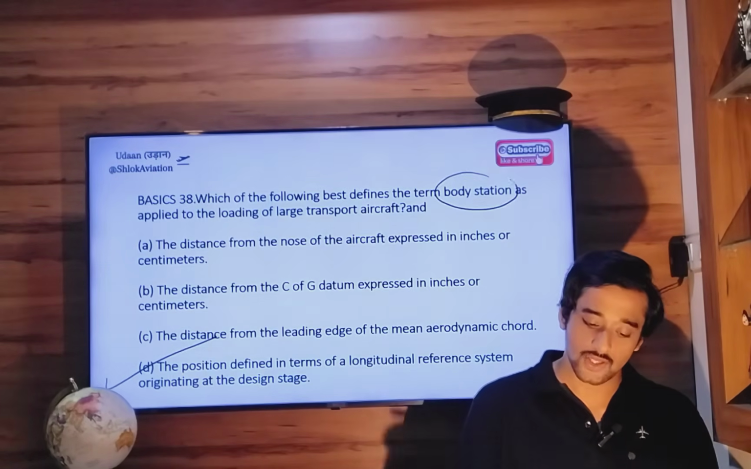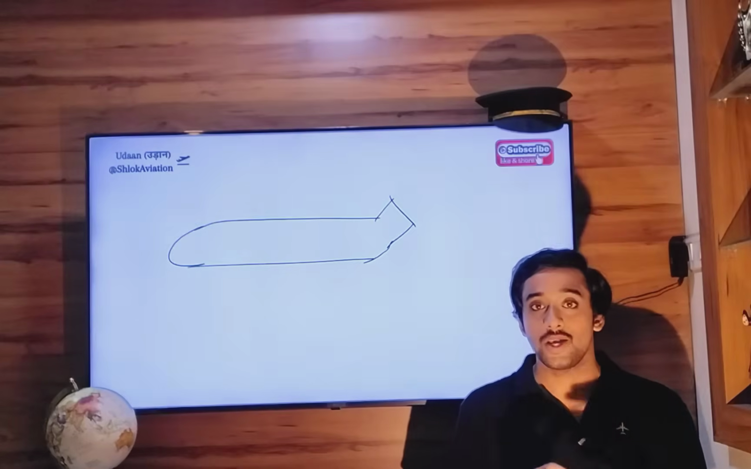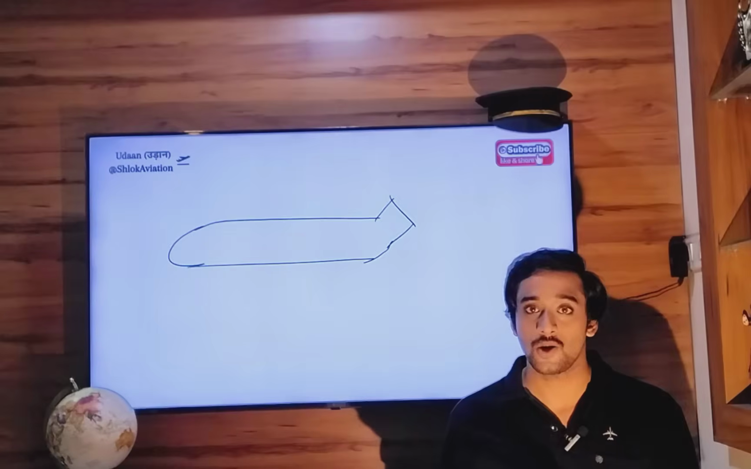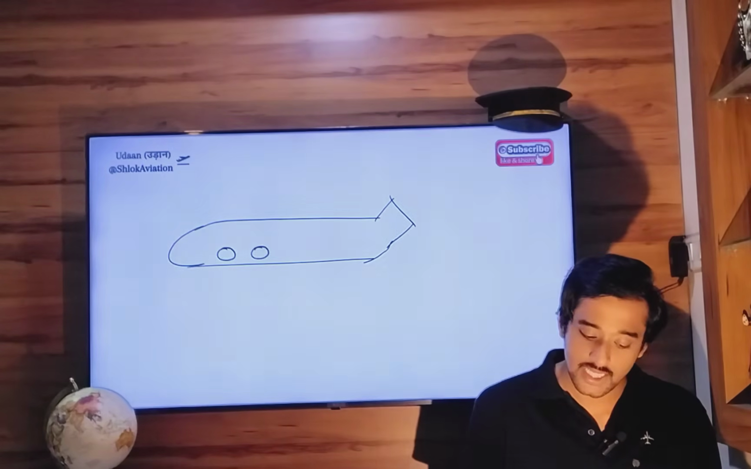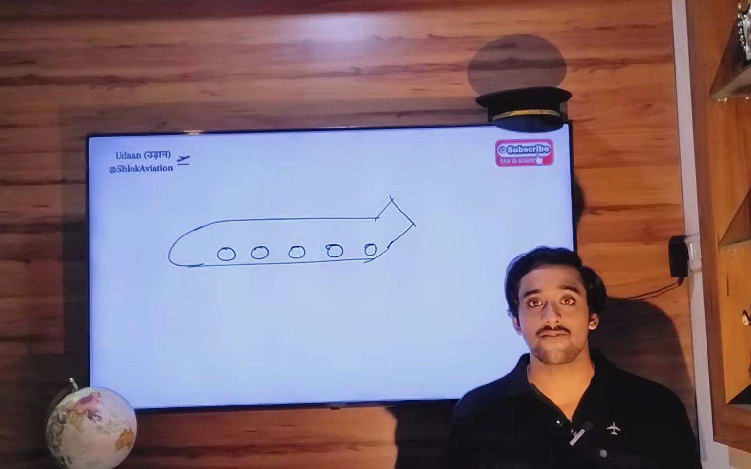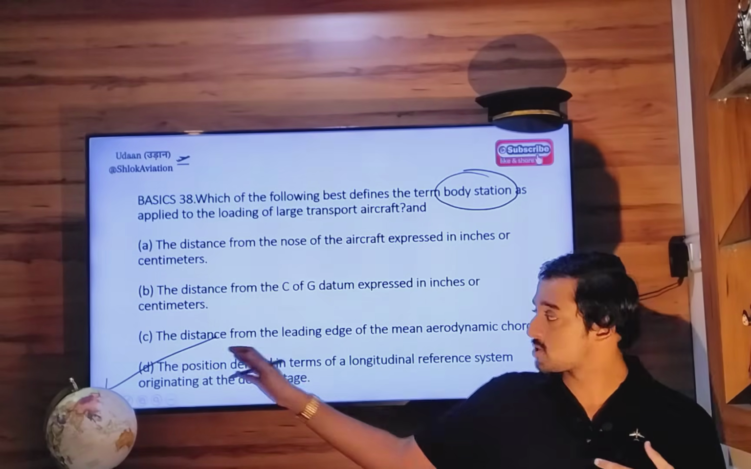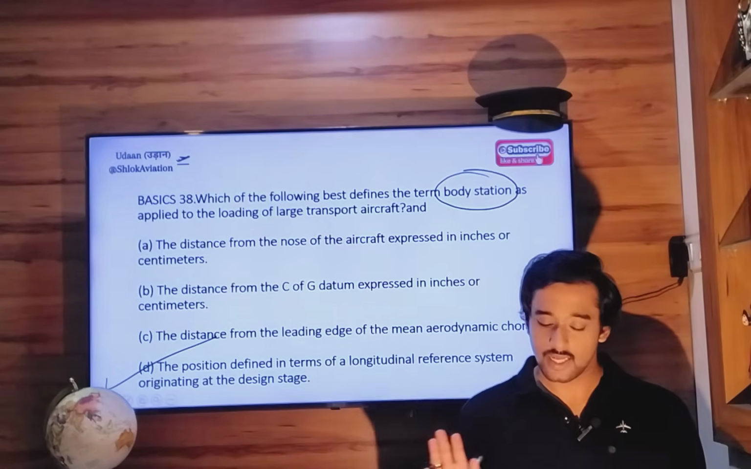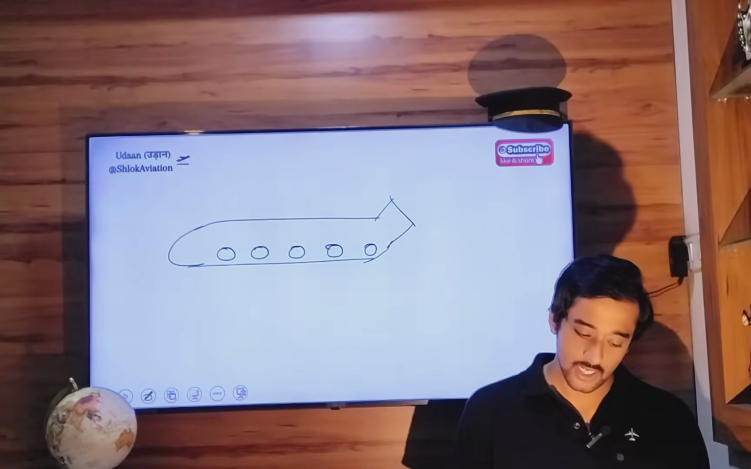So body station. So what is that? Let's say this is your aircraft. Now, in your aircraft, there will be different locations where you're going to secure or position your cargo or other objects. So these positions are called body stations, the allocated positions for every object. So these are positions defined in terms of longitudinal reference system originating at the design stage. Just remember the definition, that will be sufficient.